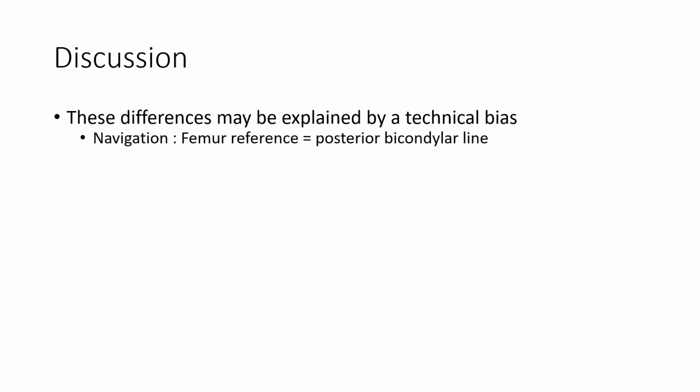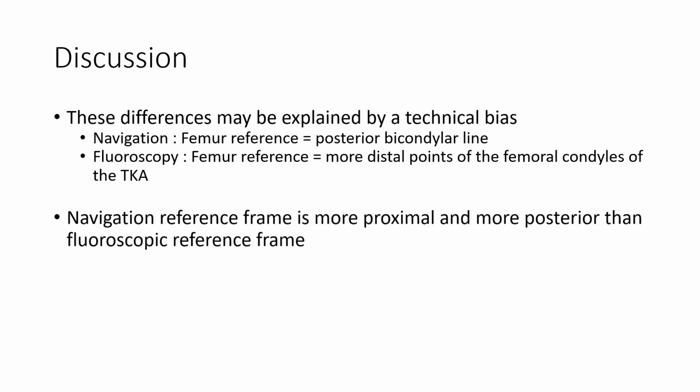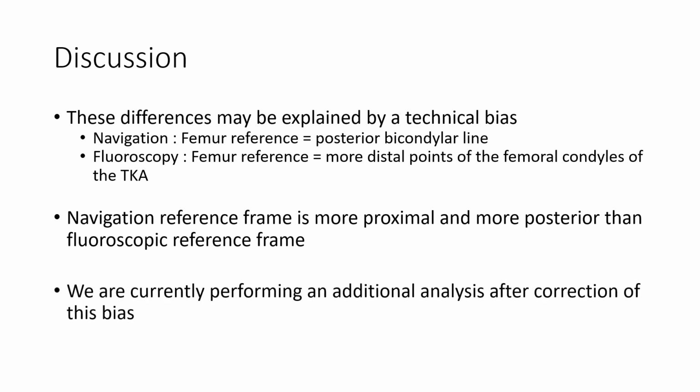For the navigation system, the femur reference is the posterior bicondylar line. For the fluoroscopic system, the femur reference is the most distal points of the femoral condyles of the TKA. So, the navigation reference frame is more proximal and more posterior than the fluoroscopic reference frame, and this may explain the difference observed. We are currently performing an additional analysis after correction of this bias. I hope to be able to give you these results during the next year.